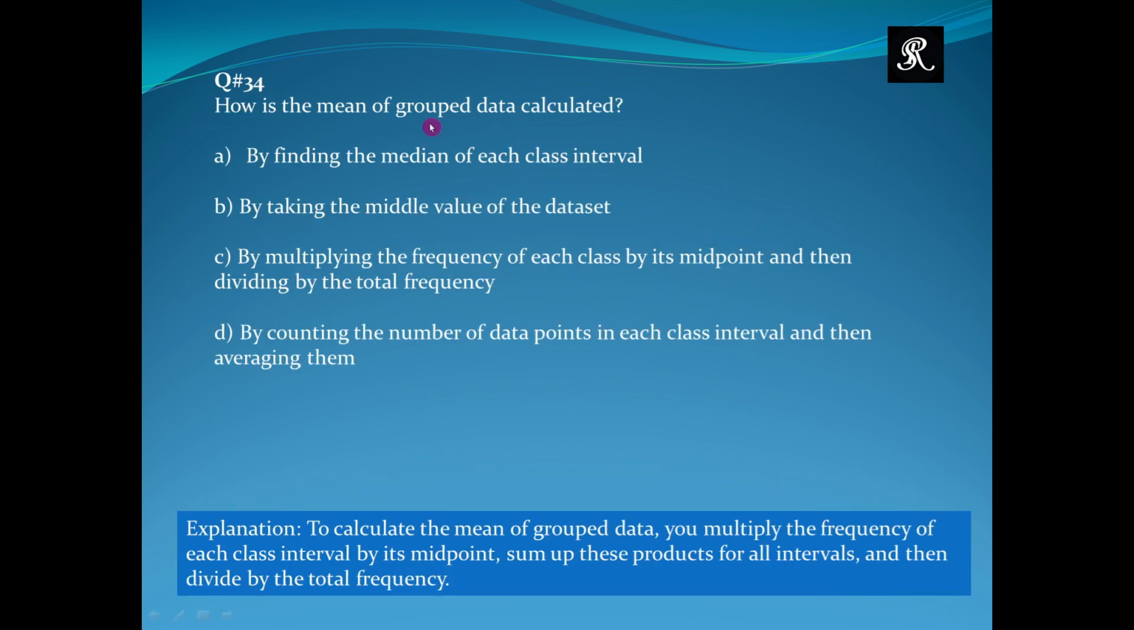How is the mean of grouped data calculated? By finding the median of each class interval, by taking the middle value of a data set, by multiplying the frequency of each class by its midpoint and then dividing by the total frequency, by counting the number of data points in each class interval and then averaging them. And the right option is option C.